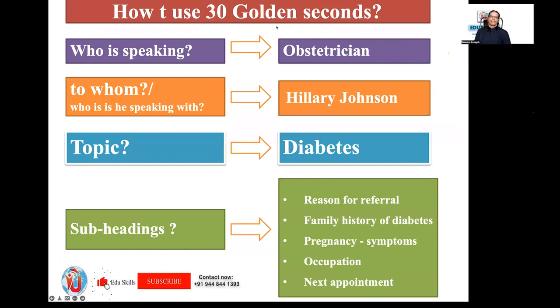See, the next part is the same thing as I told you, how to use the golden 30 seconds. This is the second extract. I'm just glancing over it fast. Who is speaking? You have to understand first: the obstetrician. To whom is he speaking, or who is he speaking with? Hillary Johnson. What is the topic? Diabetes. Subheadings: reason for referral, family history of diabetes, pregnancy symptoms, occupation, and next appointment.